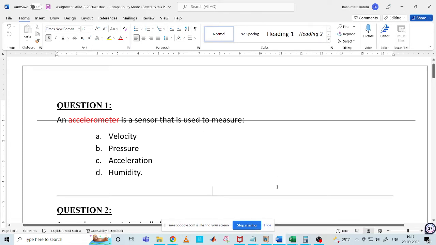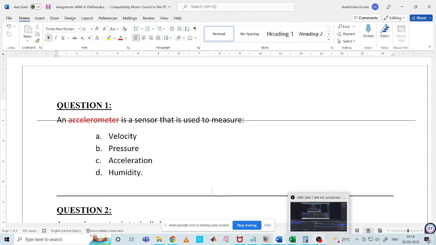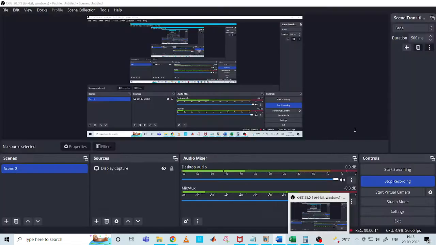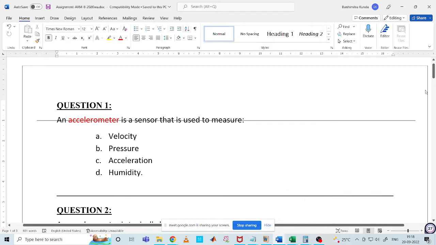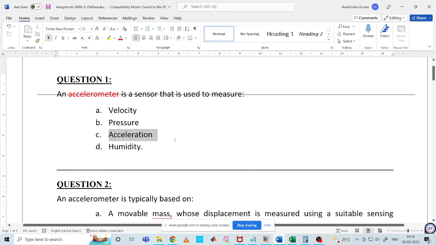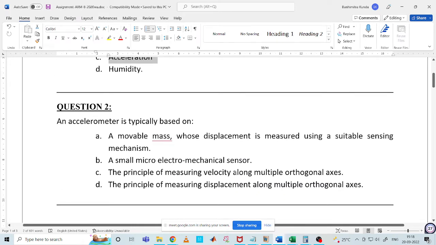C. Anyone else? C, D. Humidity. B. Pressure. Tell me. Do you want to visit the slides once again? Pressure. F is acceleration. Exactly, acceleration. It gives out acceleration, right? Yes. Question 2.